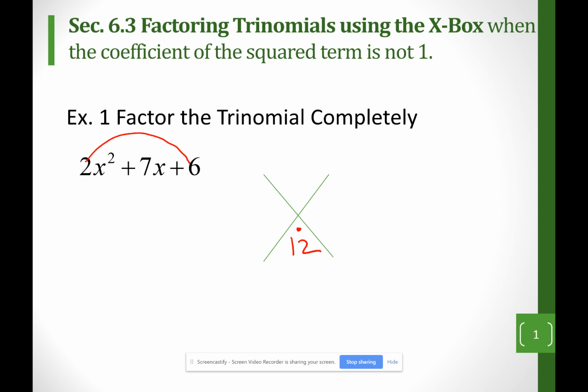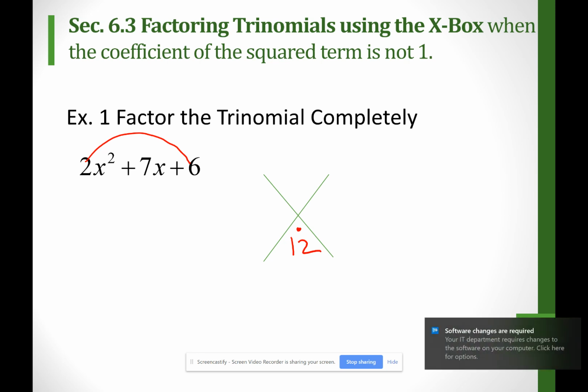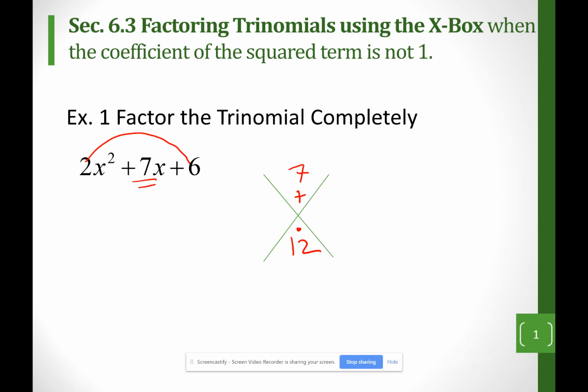So I'm going to multiply the first and the last number. So two numbers that multiplied equals 12, but when I add them, is equal to 7. You see where I got my 7 from. So in this case, I'm thinking 3 and 4. Right? Multiplied equals 12, added is equal to 7. Now, I'm not going to go straight to my parentheses like I did in section 6.2 because my leading coefficient is not a 1. In this case, it's 2.